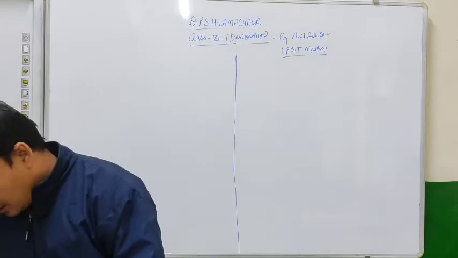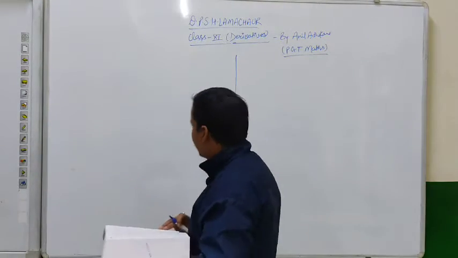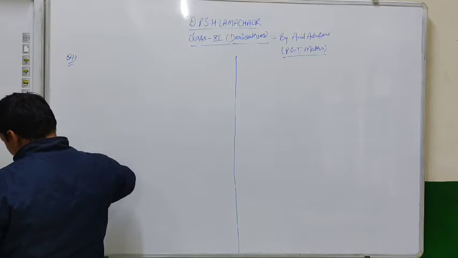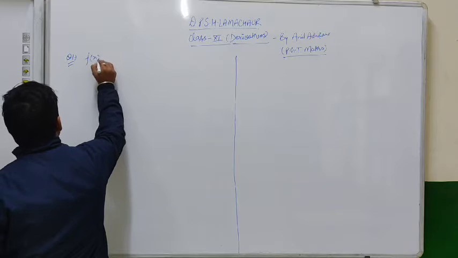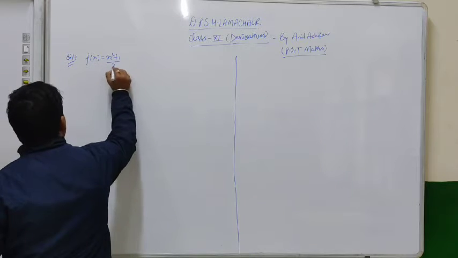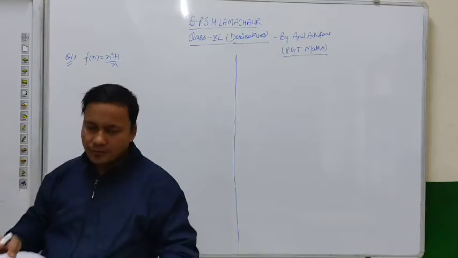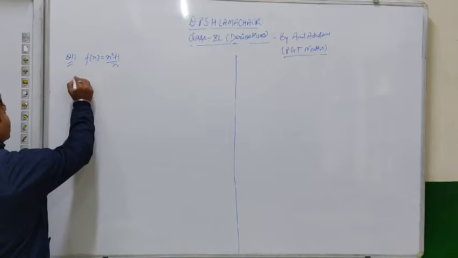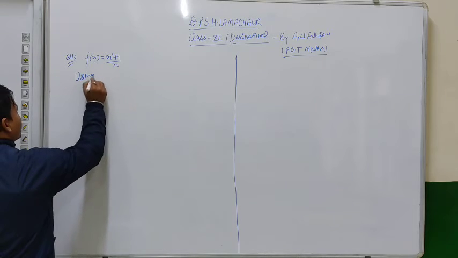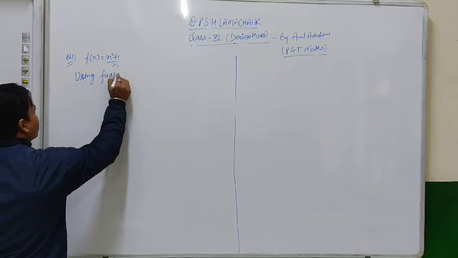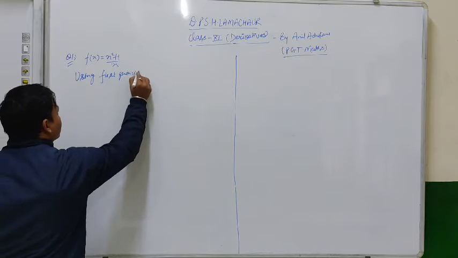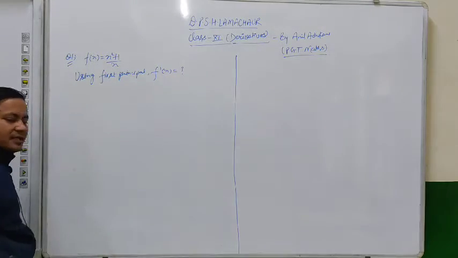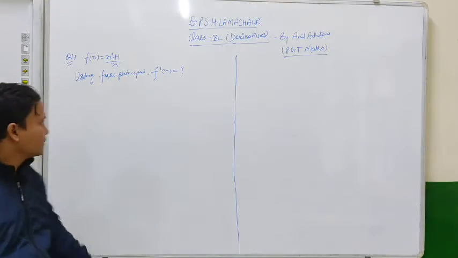So the very first question I am taking here is: the function is given as f(x) is equal to x square plus 1 upon x. Okay, this is a function. Now we have to find the derivative of this function using the first principle. It means we need to find f dash x, the value of f dash x, with the help of the first principle.